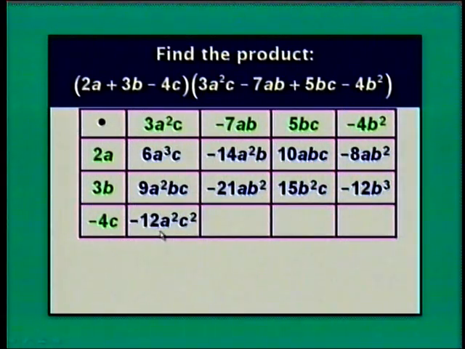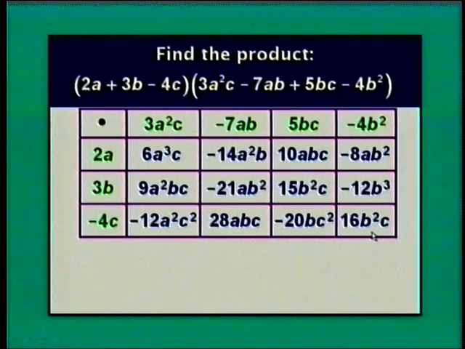c squared. Multiplying negative 4c by negative 7ab, I get positive 28abc. Multiplying negative 4c by 5bc, I get negative 20bc squared. And finally, multiplying negative 4c by negative 4b squared, I get positive 16b squared c.